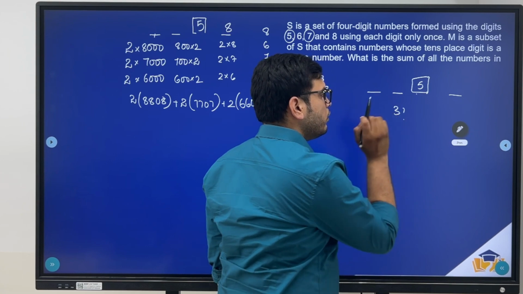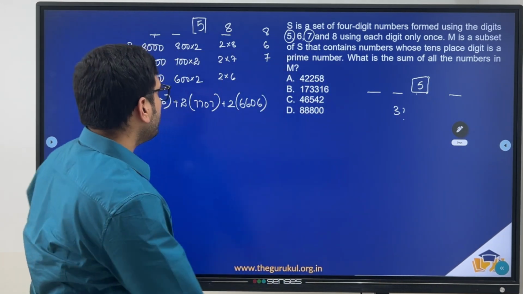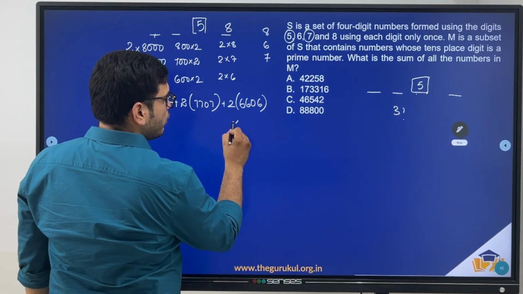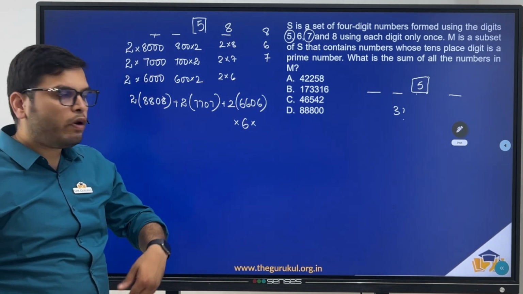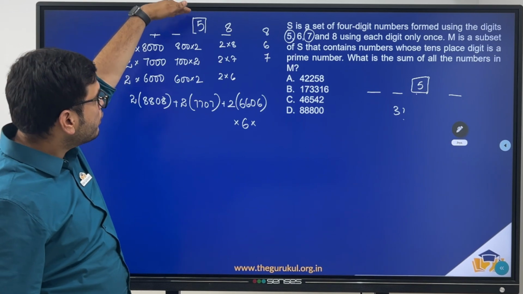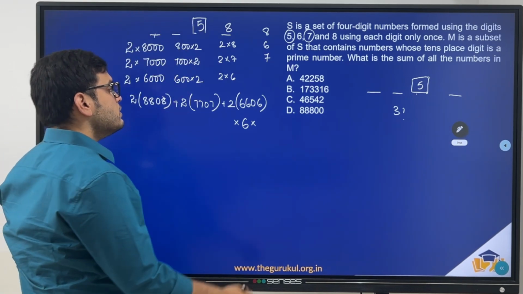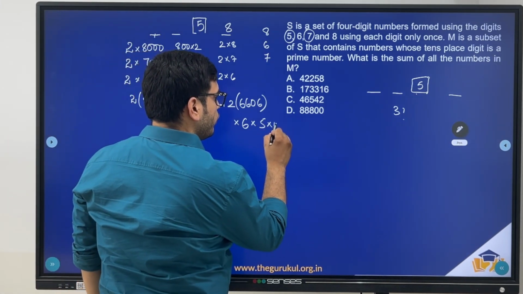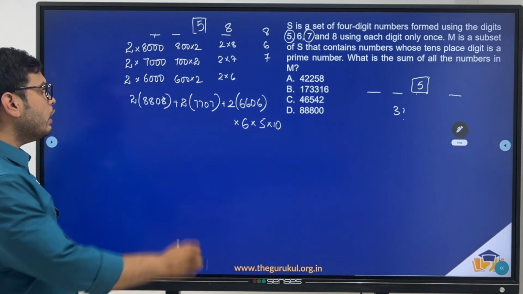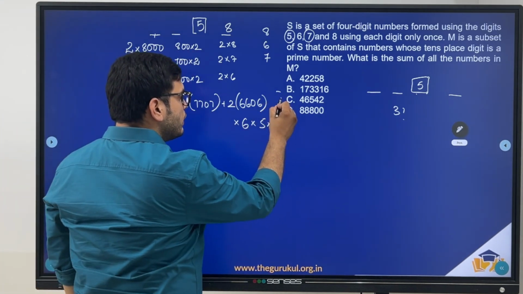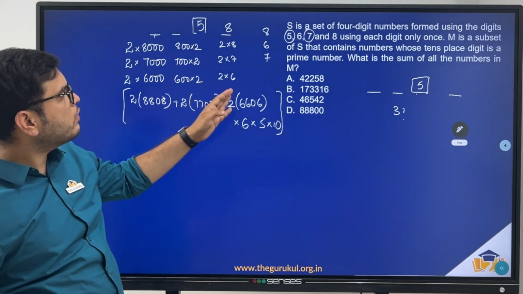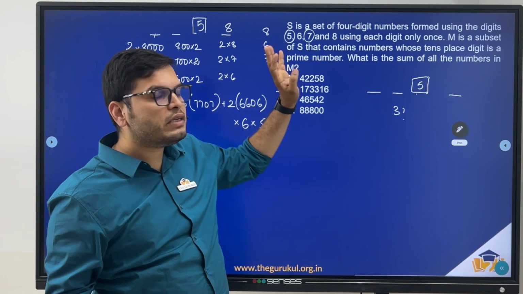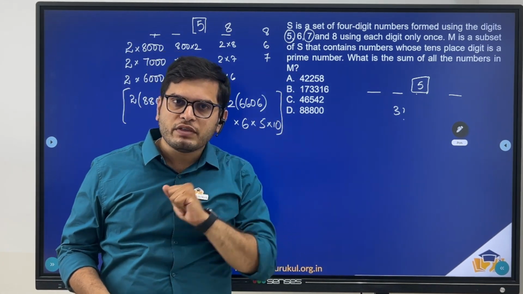That could be done in 3 factorial base, right? So in these 3 factorial numbers, you have 5 in tens place. So what will be the value of tens place in all these 6 numbers? 5 into 10, right? Now this would be the sum of all the 4-digit numbers formed by the digits 8, 5, 6 and 7, such that 5 is in tens place.